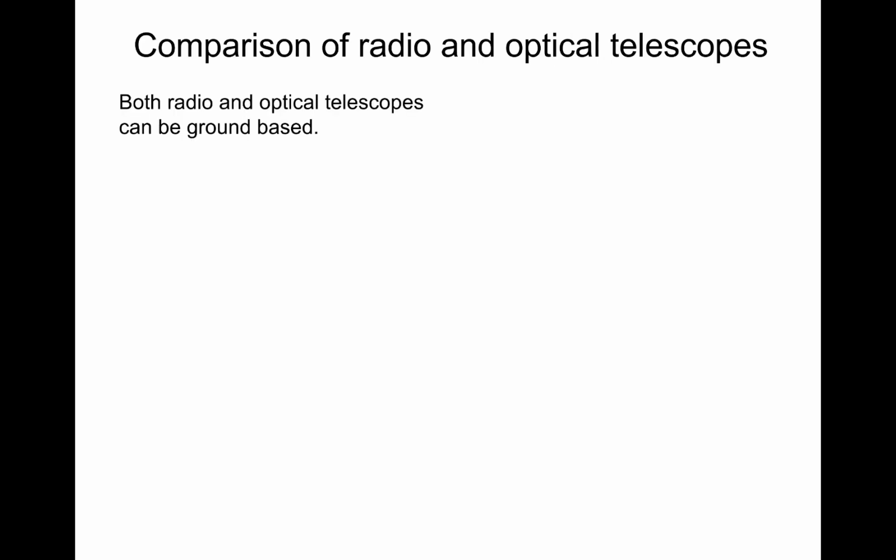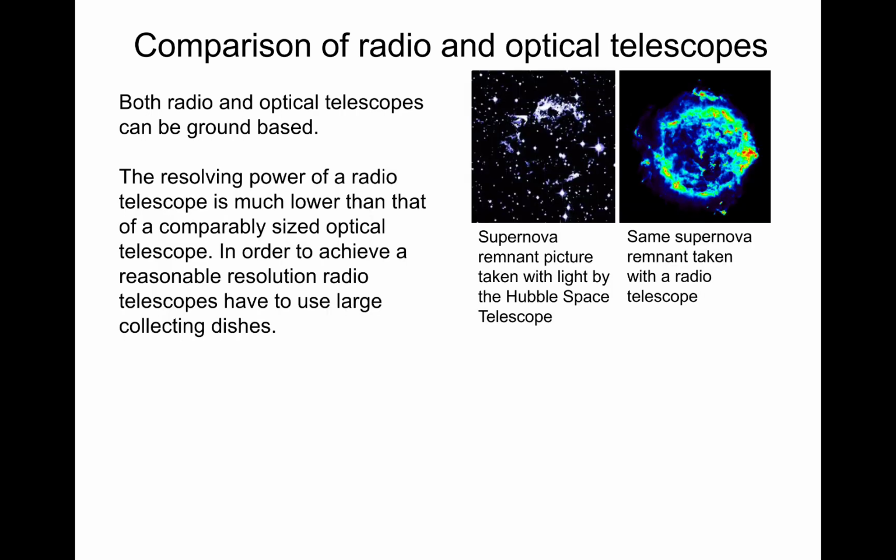So a quick comparison of radio and optical telescopes. Both radio and optical telescopes can be ground-based. The resolving power of a radio telescope is much lower than that of a comparably sized optical telescope. So in order to achieve reasonable resolution, radio telescopes have to use large collecting dishes. Radio telescopes actually have a much lower resolution than even the human eye.